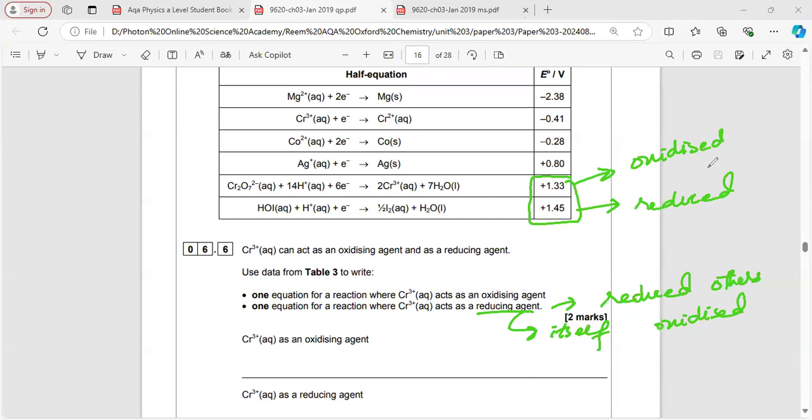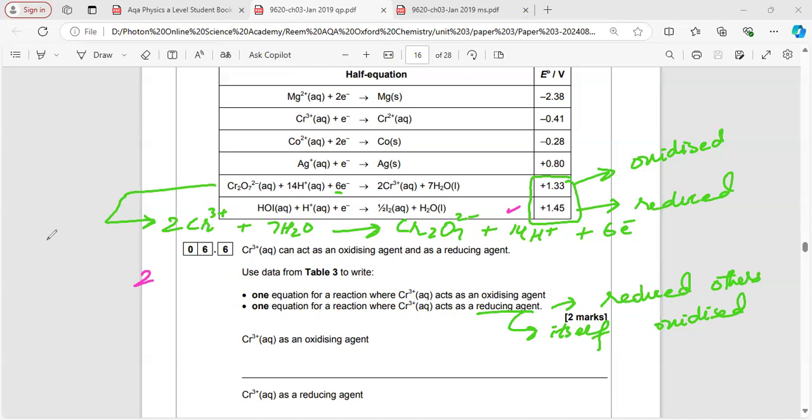This is the technique. Oxidize means loss of electrons, but here electrons are being added, so you need to flip this equation. Just flip this equation to 2 Cr3+ plus 7 water giving Cr2O7 2- plus 14 hydrogen plus 6 electrons. The other equation is this one: HOI plus hydrogen plus electron gives 1/2 I2 plus water.